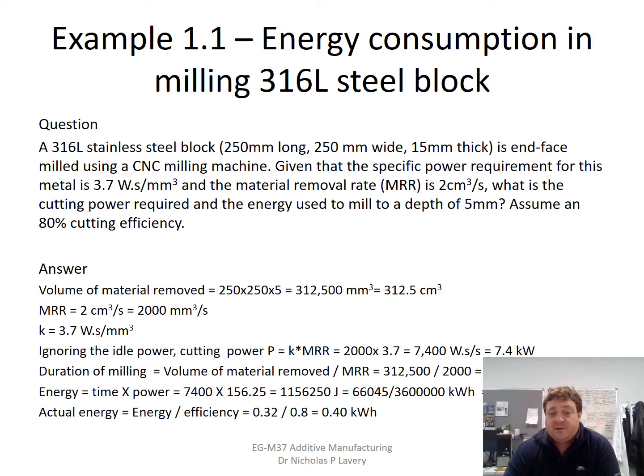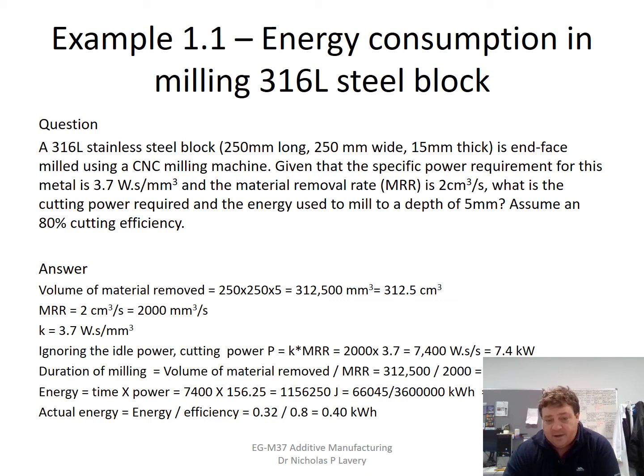That's 312,500 millimeters cubed, which is also the same as 312.5 centimeters cubed. Now the material removal rate is 2 centimeters cubed per second, or 2,000 millimeters cubed per second, and our specific power requirement for this particular metal, steel, is 3.7 watt second per cubic millimeter. Let's ignore the idle power because we don't know enough about the machine for now.